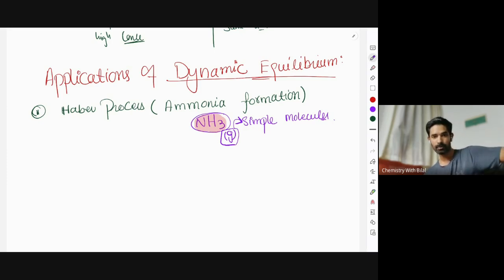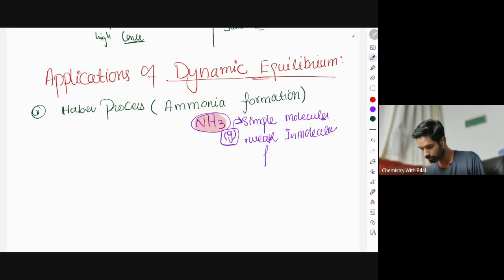So every gas is simple molecular. I mean, gas है इस वजह से क्योंकि वो simple molecular है. And it has weak intermolecular forces. So less energy is required to break the intermolecular forces.